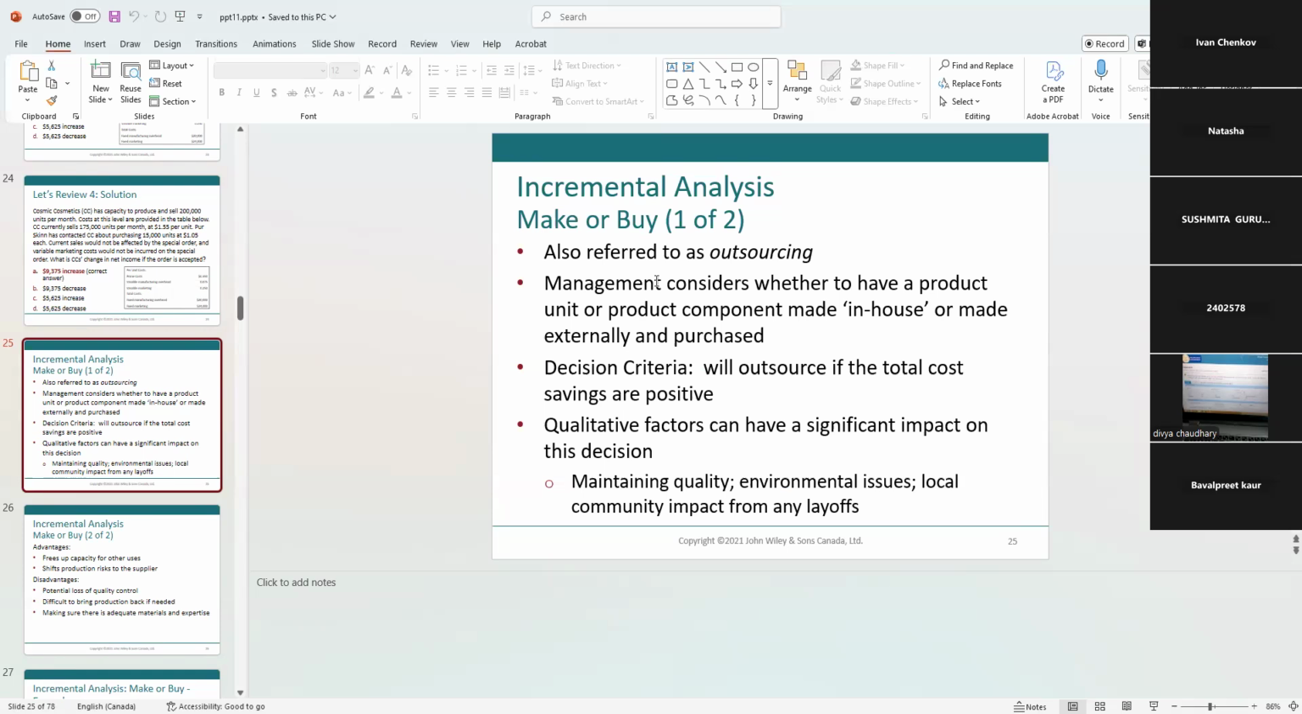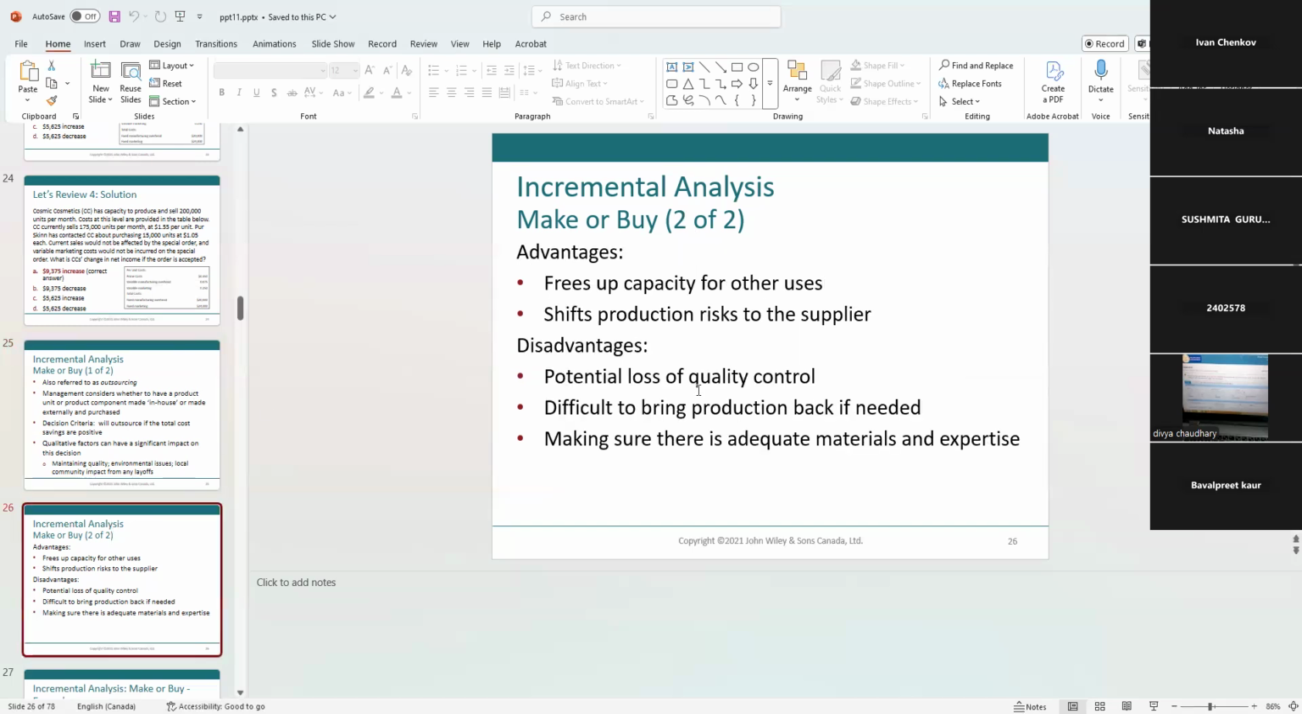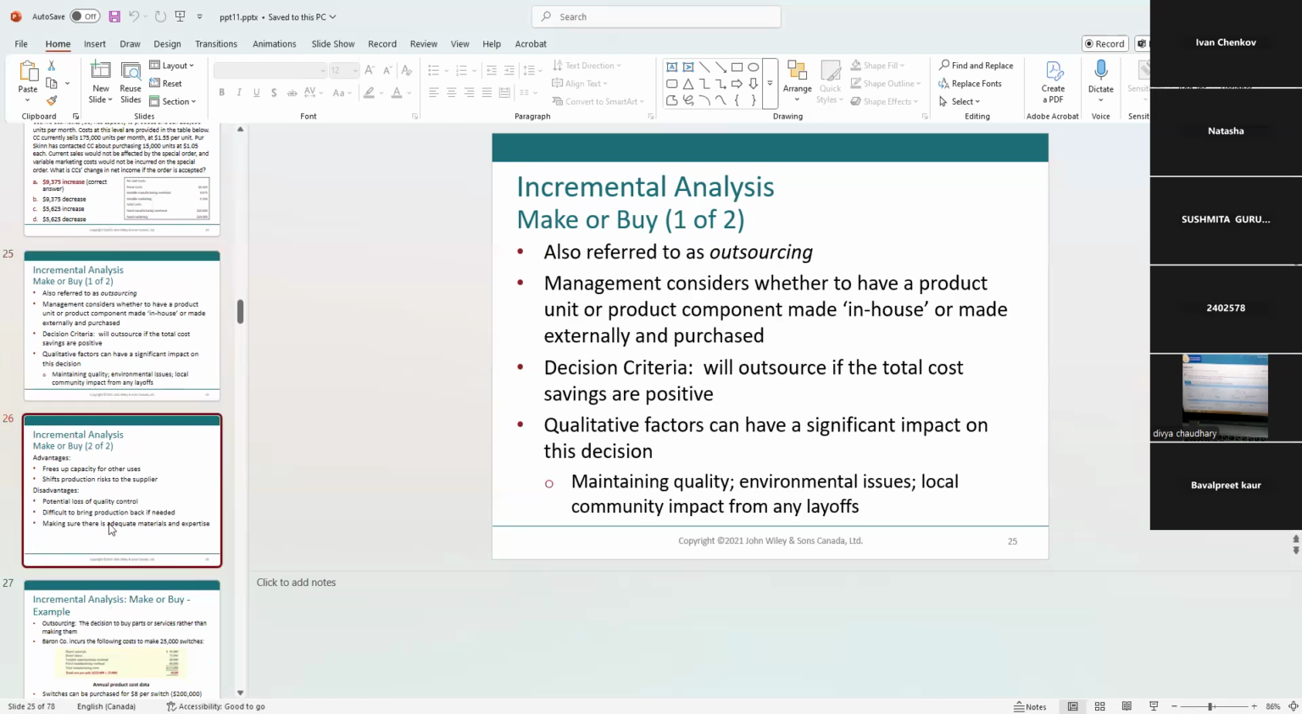Now you're going to consider this, and the decision criteria is, if you generate cost saving, go for it. If you end up spending more money, no go. Obviously, you have to consider the qualitative factors, which I'm going to ask you. You have to be able to identify which are the advantages and disadvantages if I eventually make it or if I eventually buy it.